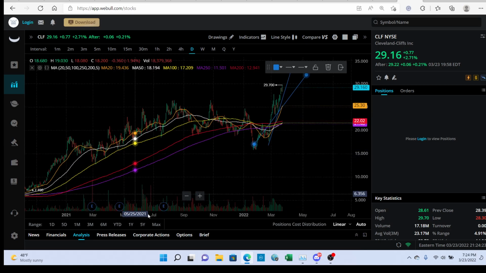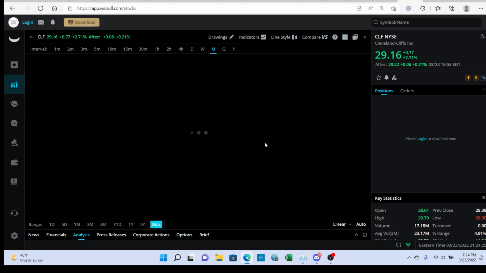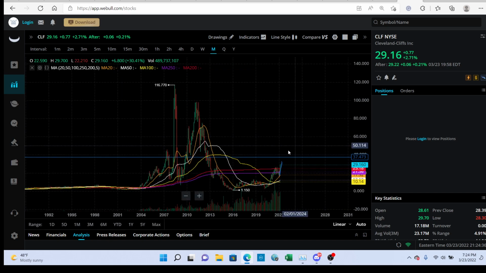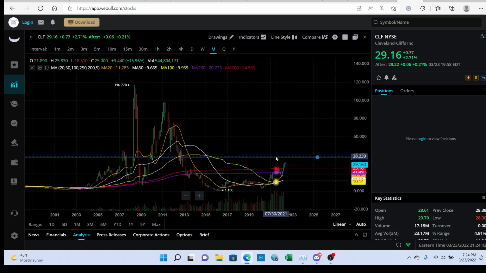And definitely do yourself a favor. Make sure you're zooming out so you know exactly where that resistance is going to be. Because if you're just looking at the 1-year chart, I mean, it looks crazy bullish. But when you're zooming out right here, you can clearly see that there's significant resistance right here.